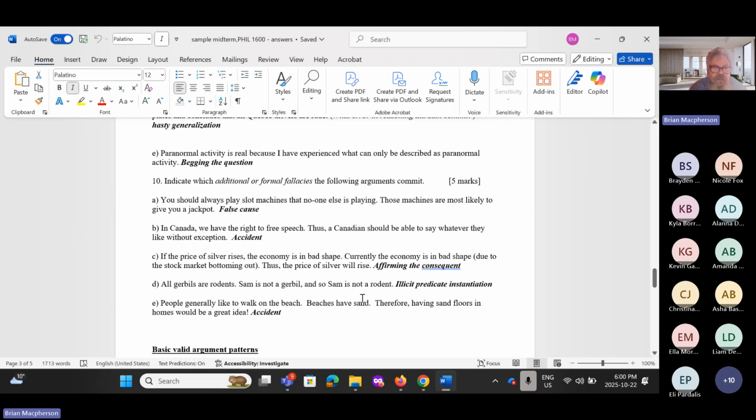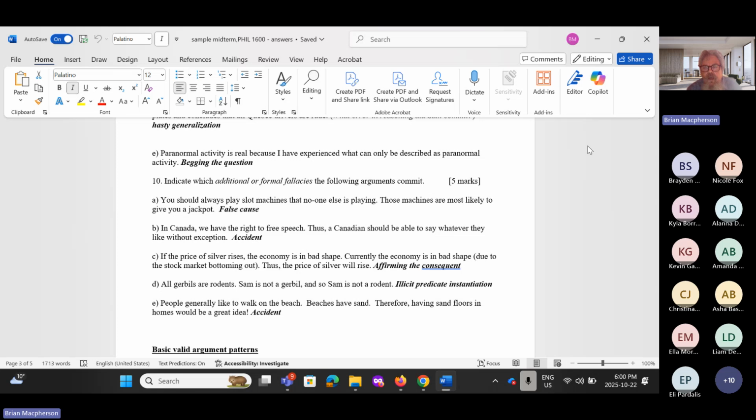And then the last one, E. People generally like to walk on the beach. I guess that's generally true, right? Beaches have sand, therefore having sand floors in homes would be a great idea. That's the fallacy of accent. Just because in general people like to walk on a beach, it doesn't mean that in all cases they like to walk in sand, right? So it doesn't mean that you have it in your house. So that's the fallacy of accent, okay?